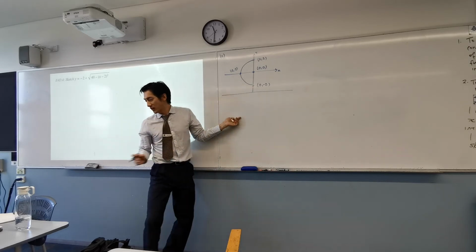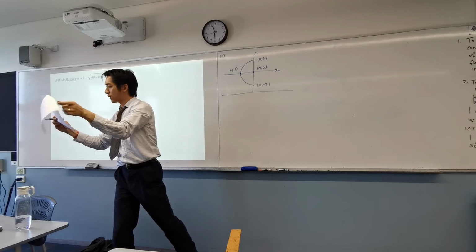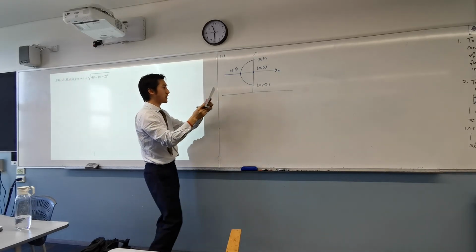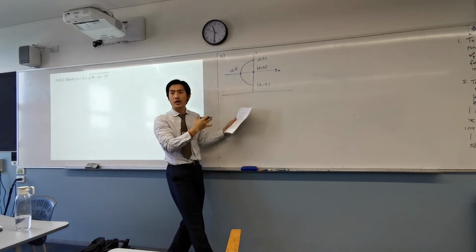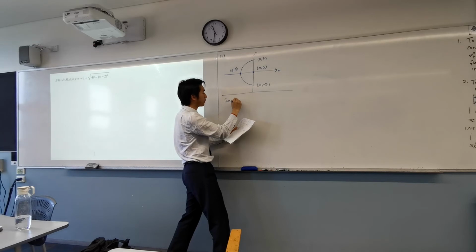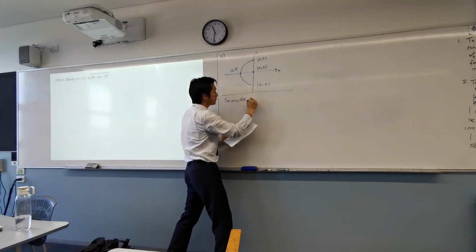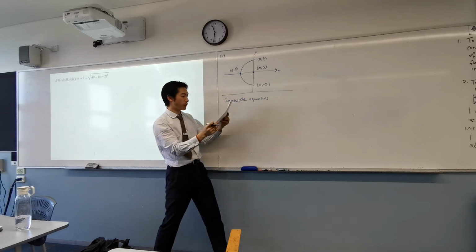Now, if you want to copy this extra stuff down, you can choose to. Do you have space? Yeah, you have a lot of space. So if you want to copy it down, you can. But this is where you get your general equations of semicircles. If you want to copy this down, semicircle equations, including all the horizontal or vertical shifts as well.